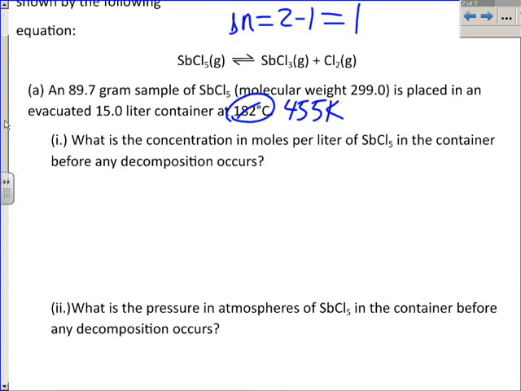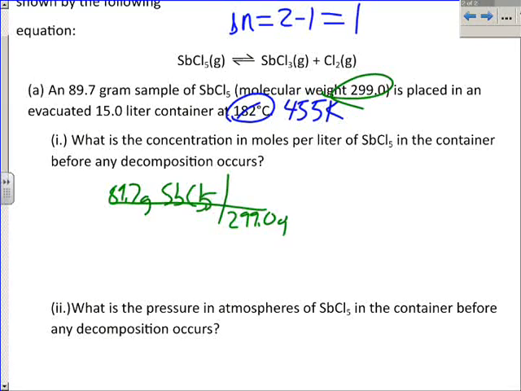Now, first thing it says is 89.7 grams. And I already mentioned that whenever we're given a mass, it's useful to get to moles. So that's what I'm going to start off with. I've got this many grams of SbCl5, and they have conveniently given me the molar mass here. So thank you for that. So 299.0 grams is 1 mole. So doing my calculation in the calculator, I would end up with the number of moles equaling 0.300 moles to 3 sig figs.